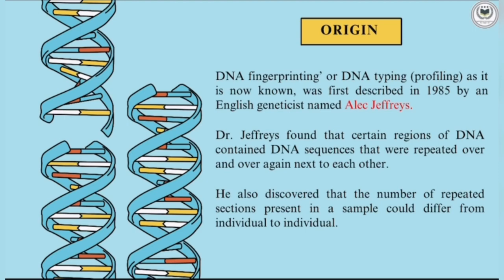These regions contain repeating sequences of nucleotides which vary in the number of repeats from person to person. Jeffreys noticed that these variations were unique to individuals, much like a fingerprint. He realized that by analyzing these specific regions of DNA, one could potentially identify people with great precision. He called this technique DNA fingerprinting.